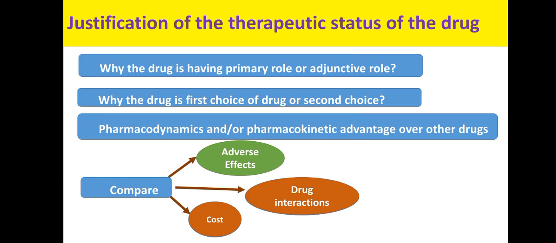Now, in that condition, you have to provide a cafeteria approach to the patient. You have to explain to the patient that this is a better drug, this is more effective, but it will cost around this. Then this is another drug which is nearly equally effective, but not as effective as the previous drug, but it is cheaper. And then you have to allow the patient to decide. Okay, so that's all about the therapeutic status of the drug.